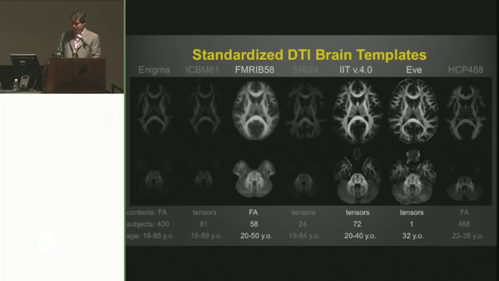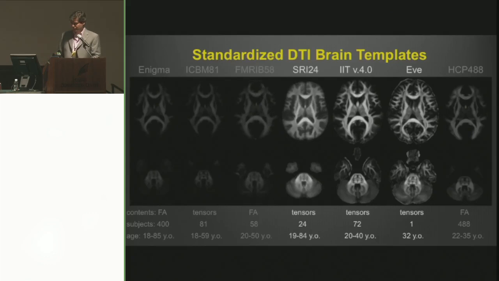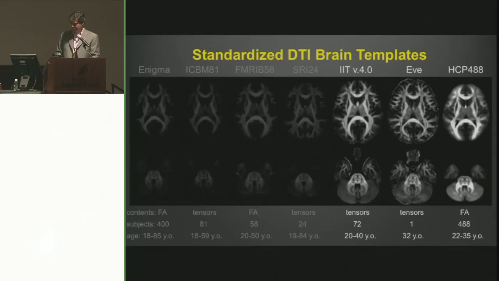For fMRI B58, it's a little sharper, but the problem here is that it's an FA-only template. For SRI 24, the issue is not mainly the sharpness, but the fact that the FA map looks non-typical. And for the HCP 488, again, we have significant blurring in the periphery of the brain. And also, there is a severe asymmetry between the left and right FA values. The right hemisphere FA values are substantially higher than the left. And also, some of the FA values in different parts of the brain here are higher than 1.